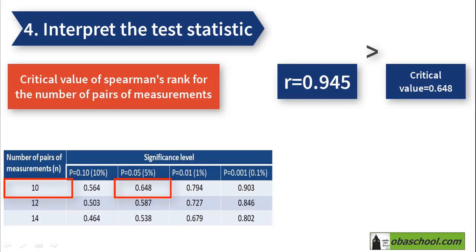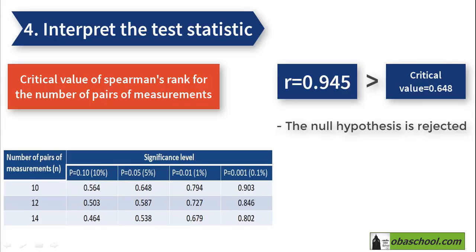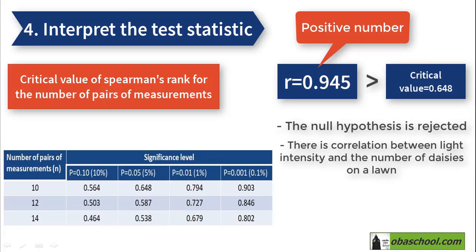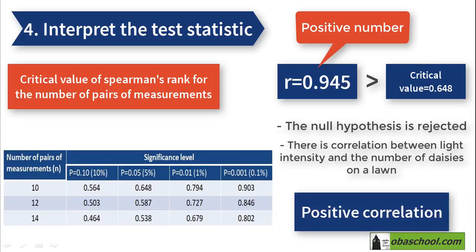Now, if we compare the correlation coefficient value to the critical value, 0.945 is greater than 0.648 at a 5% level. So the null hypothesis is rejected. There is a correlation between light intensity and the number of daisies on a lawn. Since the calculated value is a positive number, it indicates a positive correlation. So as light intensity increases, the number of daisies also increases.